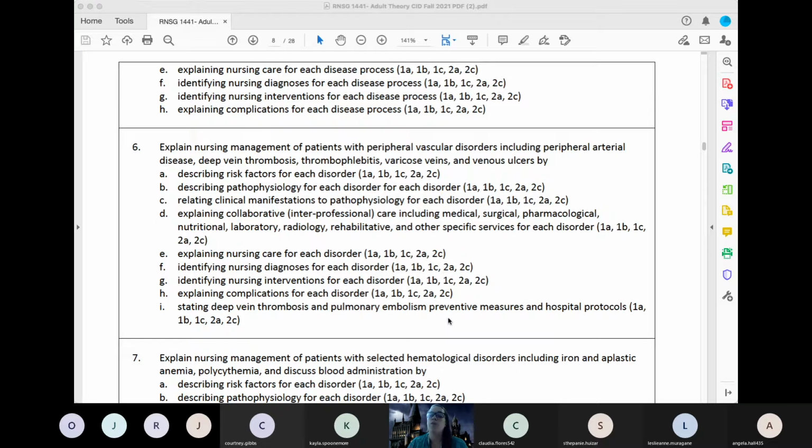But this is really just telling you, what do you need to know about each of these diseases? You need to know, what are the risk factors? What is it? What does it look like? What does a patient with it look like? What kind of treatment are they going to get? Are they going to get surgery? Are there going to be medications given? What labs do I need to monitor, et cetera?